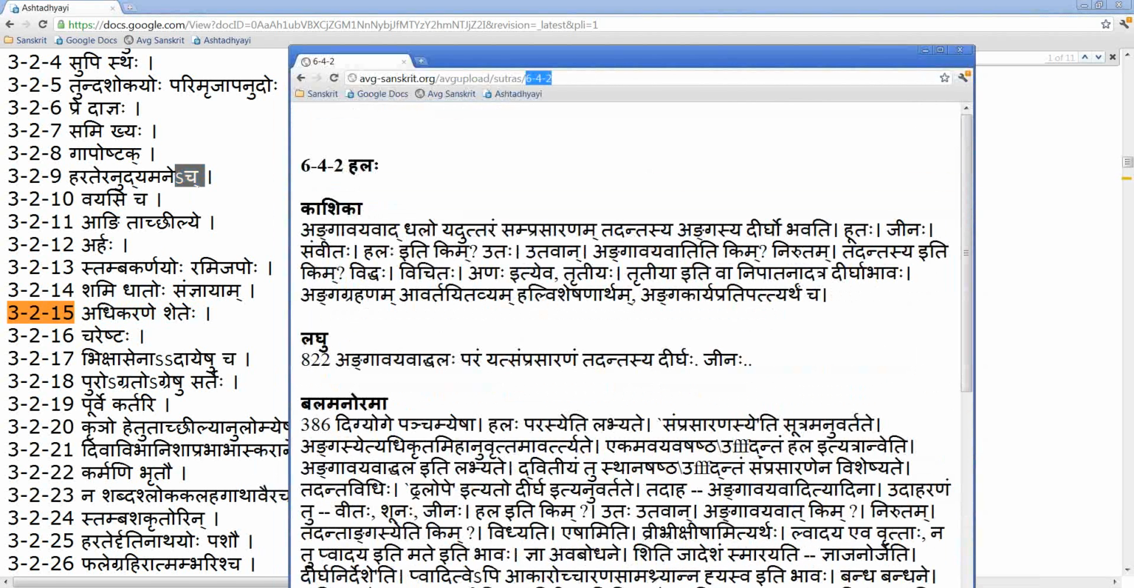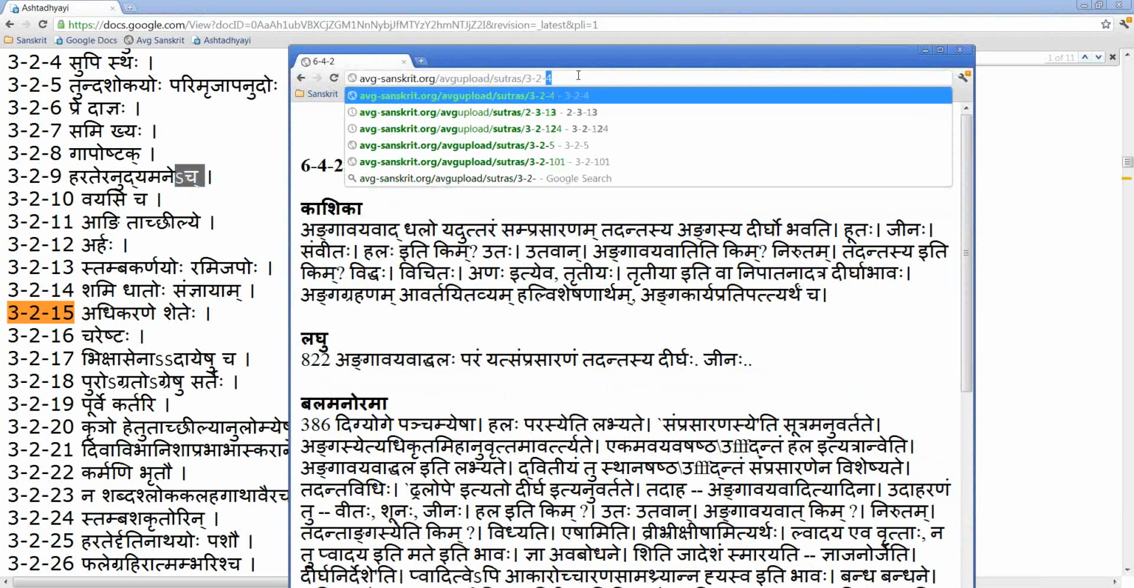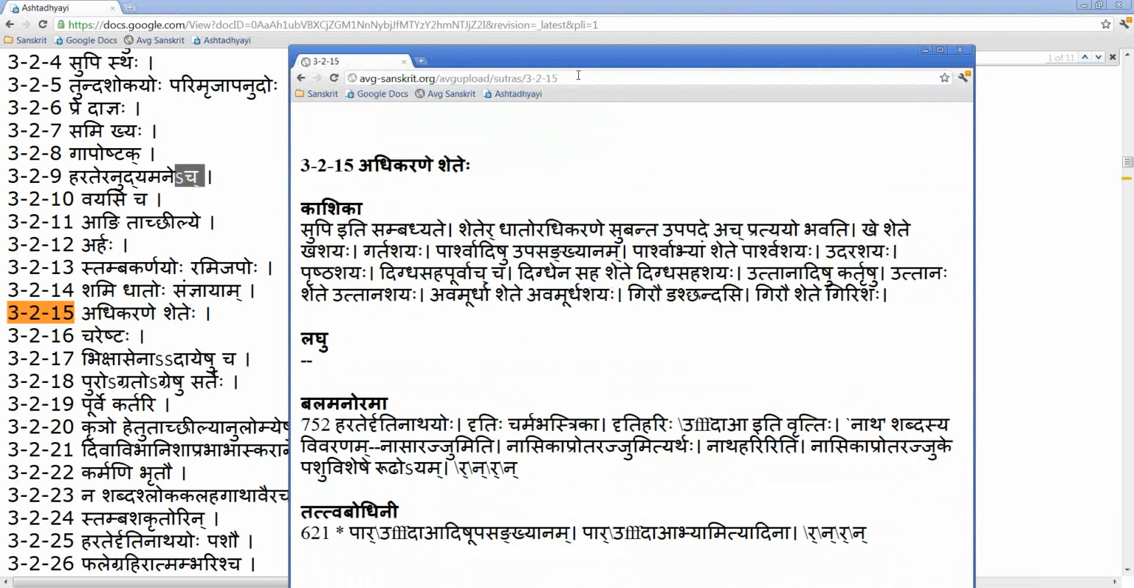Only for one single dhatu we have this sutram, which is Supiti Sambandhate. So Supi, but Shete Adhikarane, the Adhikarane Subante Upapade. So it should be Adhikaranatam, Adhikarane. This sup should be in Adhikarane, should be basically in the locus of the action. Achpatya bhavati. Sheter dhatoho. Adhikarane subante upade achpatya bhavati.